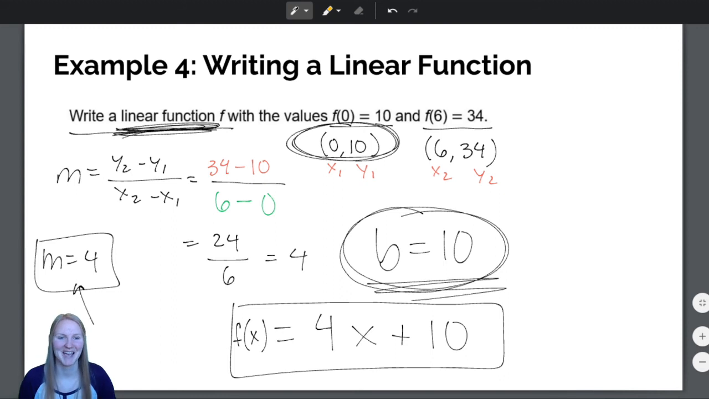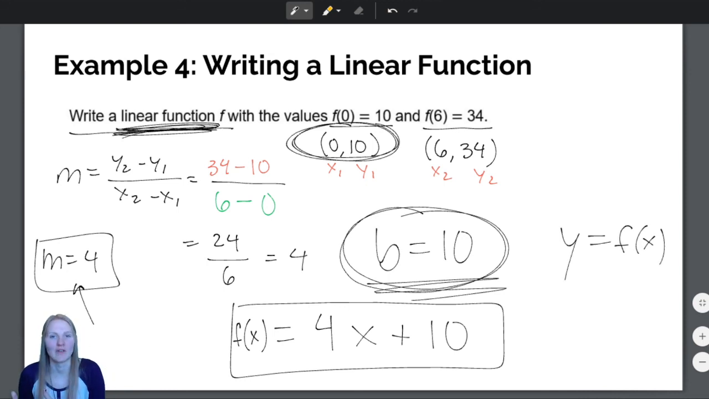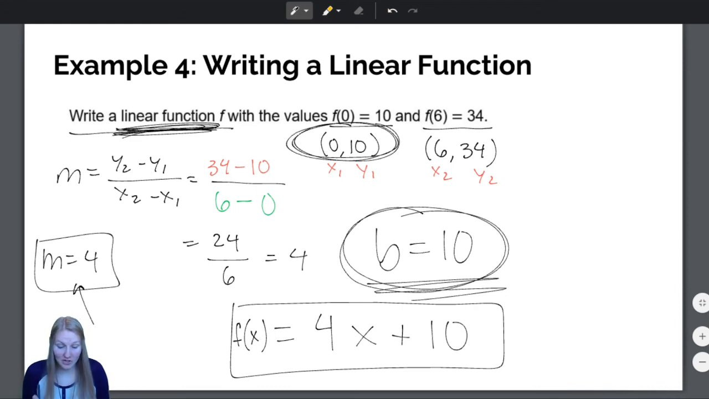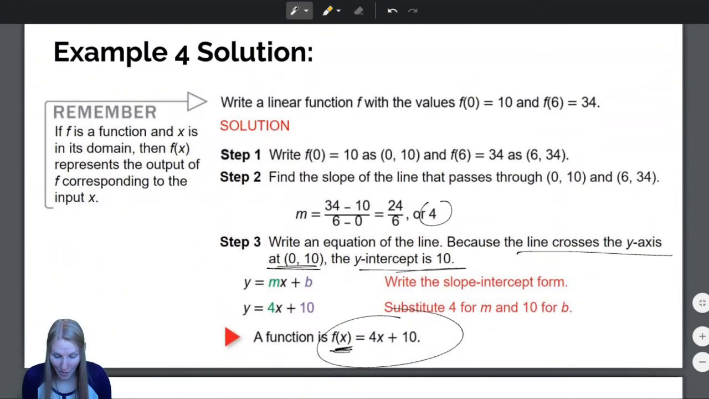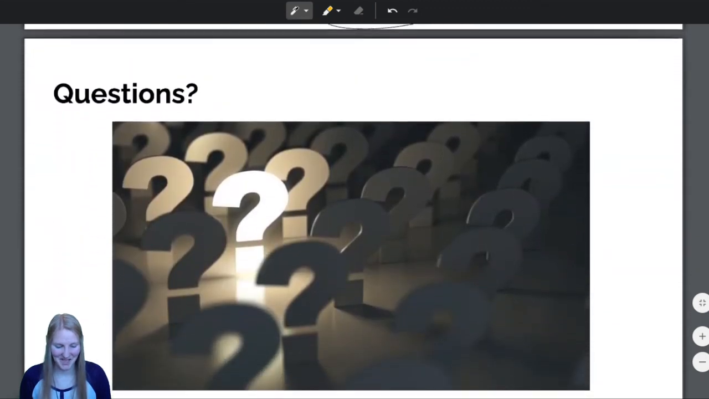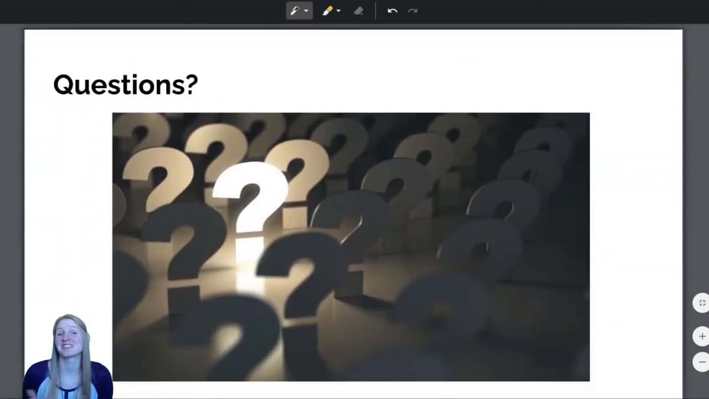Yay! So, if it wants us to write a linear function, that means instead of y, we're using f of x. Okay, there we go. And we fixed our answer, and now we have f of x equals 4x plus 10. Perfect! Awesome. Okay, that is all I have for you today.